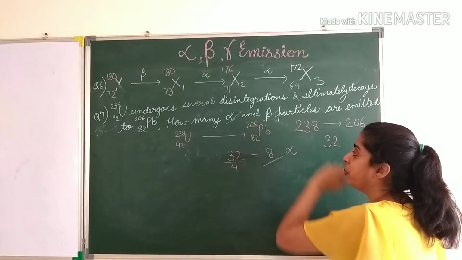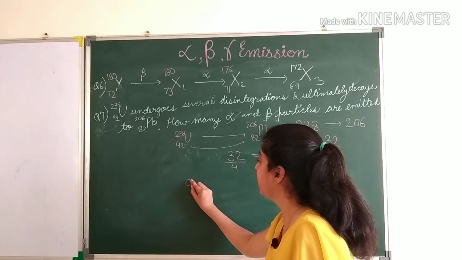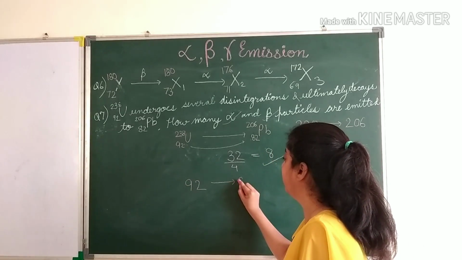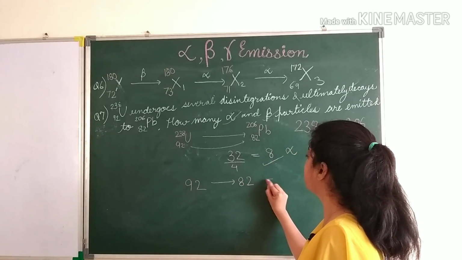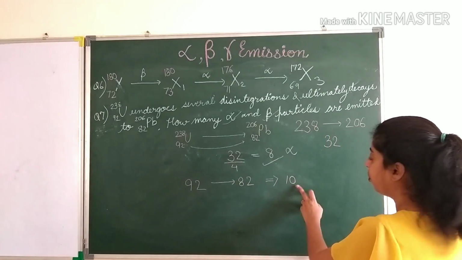Now let's talk about beta particle. तो अब हम एटॉमिक नंबर देखते हैं. एटॉमिक नंबर आप देखिए 92 से हो गया है 82. ओके, so there is a loss of 10. ओके, there are 10 protons.